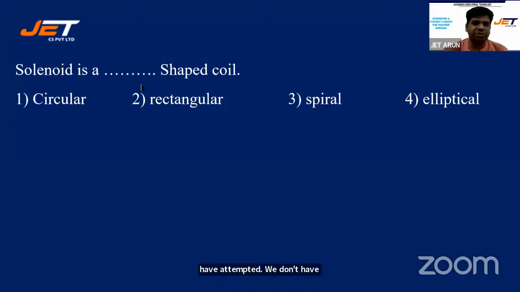Solenoid is a dash-shaped coil. Circular, rectangular, spiral, elliptical. You have seen a solenoid. Is it circular, rectangular, spiral, or elliptical? No, elliptical, we haven't come across any geometry like elliptical, students. We have not seen the ellipse in the 10th class syllabus, except in Sommerfeld orbits in the atomic model. All right, so it could be spiral, rectangular, or circular.